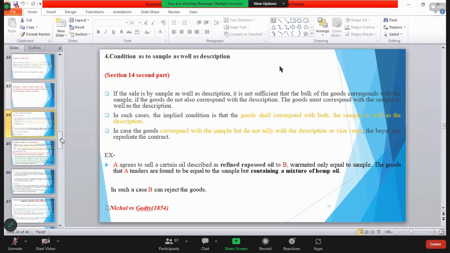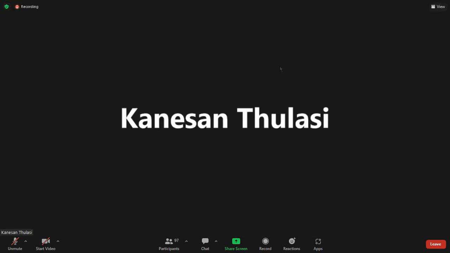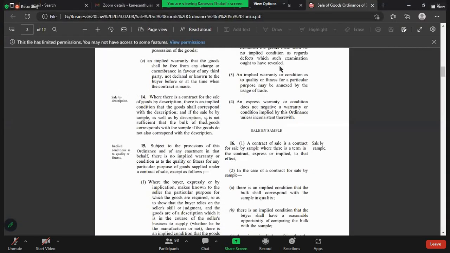Condition as to sample as well as description. Go to the Sale of Goods Ordinance, section 14, the second part. Okay. See, if someone can read from here, where I underlined or highlighted. Can someone, please quickly? Anyone?